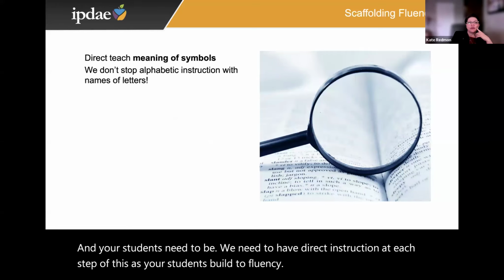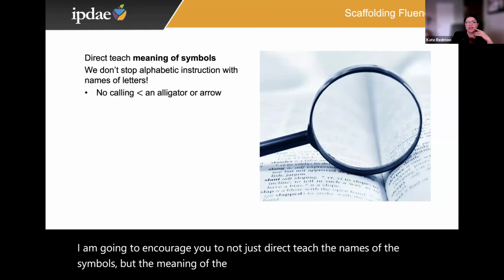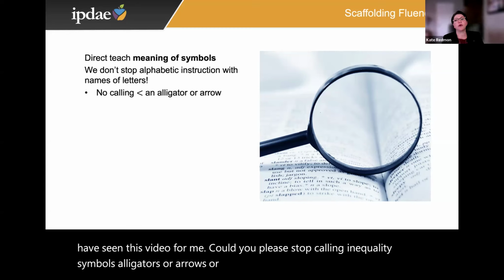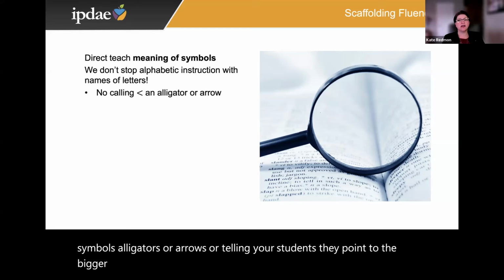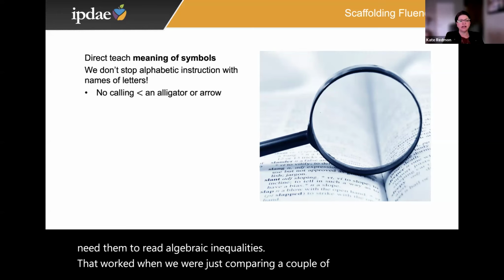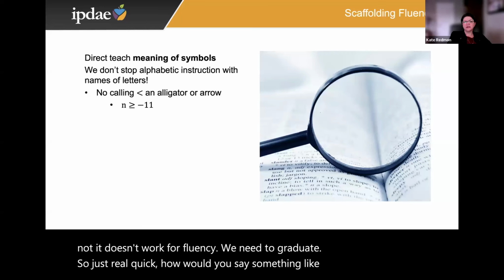I am going to encourage you to not just direct teach the names of the symbols, but the meaning of the symbols. So please, please, please, maybe some of you have seen this video from me. Could you please stop calling inequality symbols alligators or arrows, or telling your students they point to the bigger number? Because now all of a sudden we have a fluency issue when I need them to read algebraic inequalities. That worked when we were just comparing a couple of numbers, but it doesn't work for fluency. We need to graduate. So just real quick, how would you say something like this?